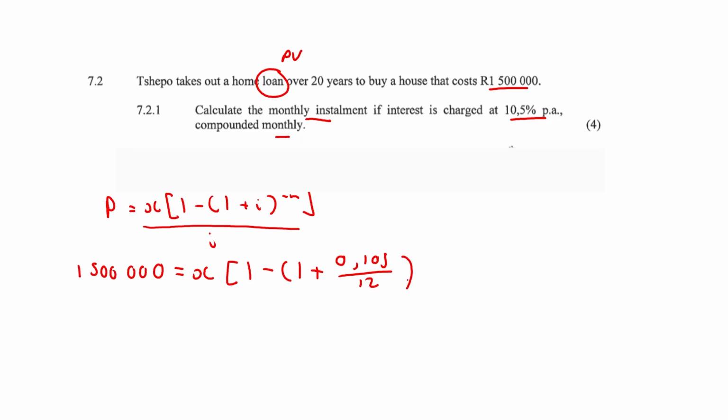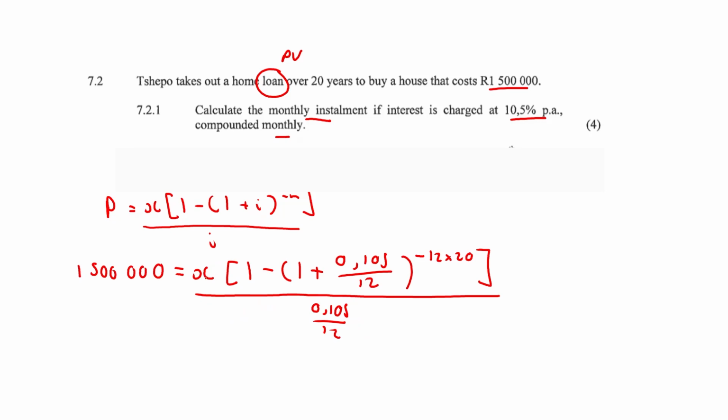Okay, close the bracket to the power of the number of payments that we have. So it's over 20 years, right? And it's compounded monthly. So remember, there's a minus n here. It's going to be 12 times 20 over 0.105, again, over 12. So same.